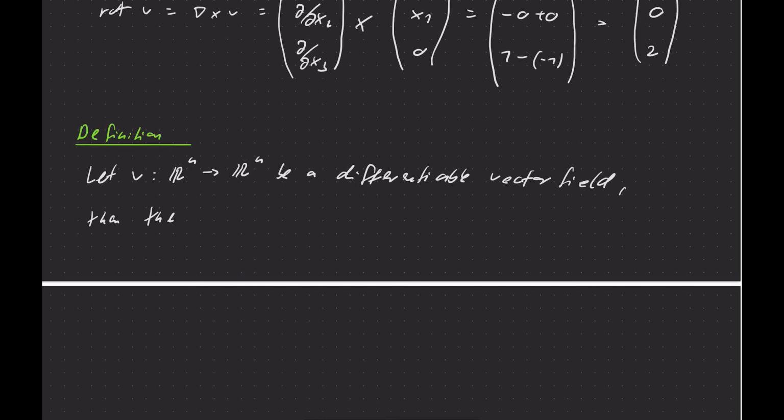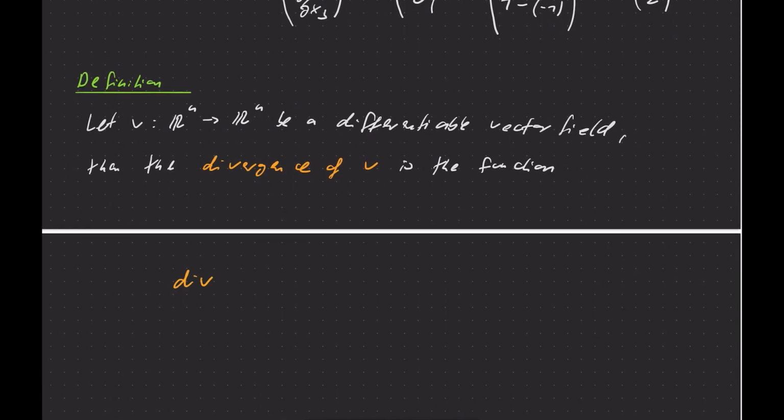Then the so-called divergence of V is the function div V of x, defined as the sum over i equals 1 to n of the partial derivatives dVi dxi.